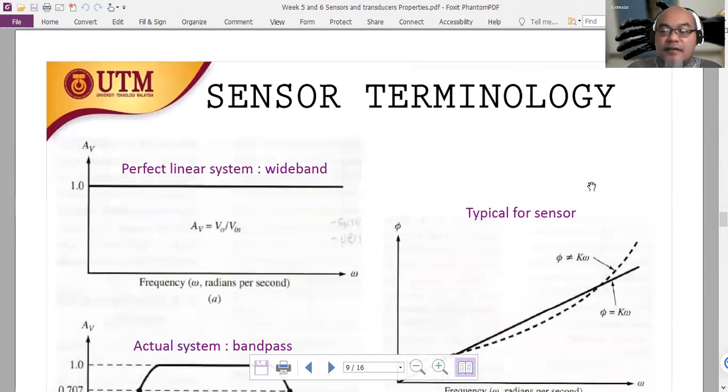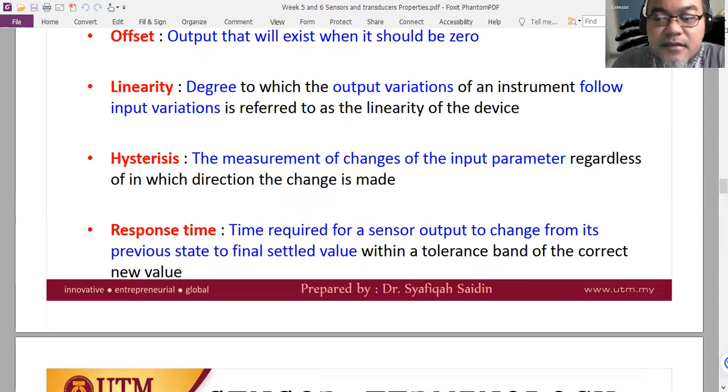Okay, so now we continue with the dynamic response. Of course, here we have also discussed response time, the time required for a sensor output to change from its previous state to a final settled value within the tolerance band of the correct new value.